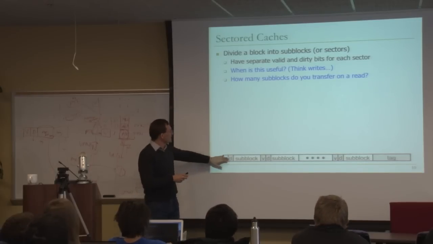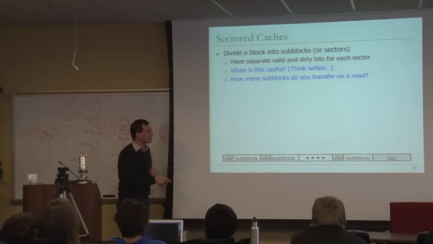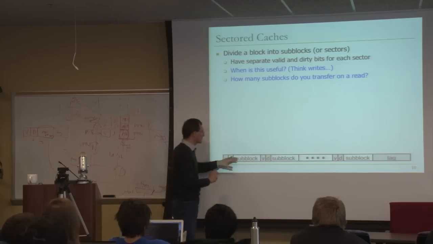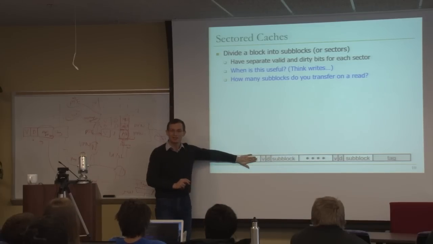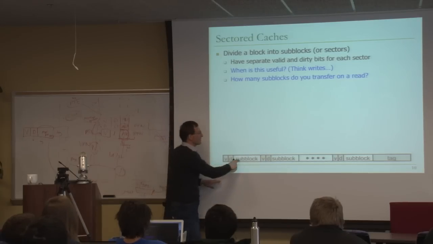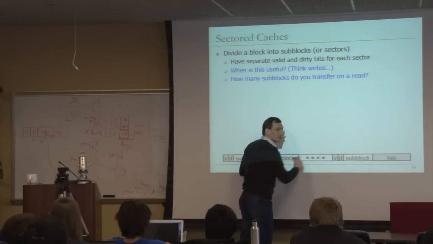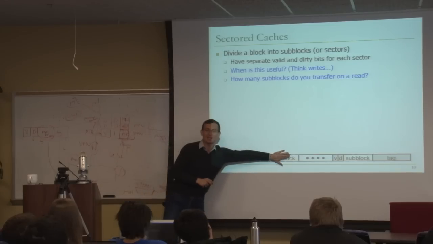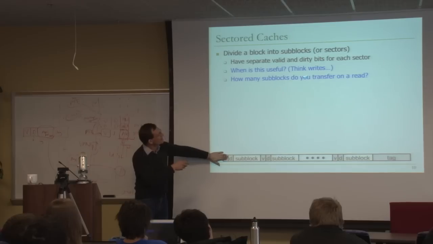So what is the benefit of this? Well, now you can actually allocate space for the entire block, but bring data only for the sub-block. Right? Or write only a sub-block. Which means that sub-blocks can be individually valid or dirty. Now you have finer granularity management of the sub-block. And people have used these caches. A lot of IBM processors have this kind of caches. And one benefit, think about the writes.